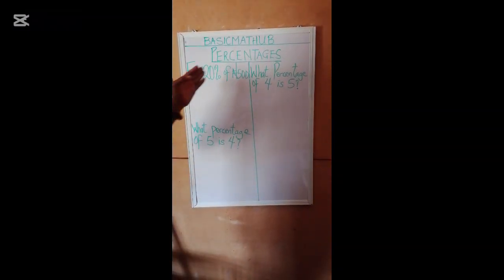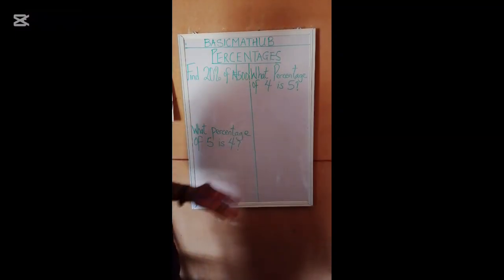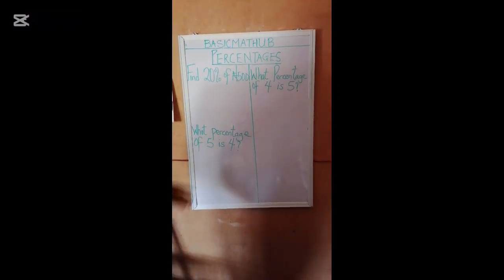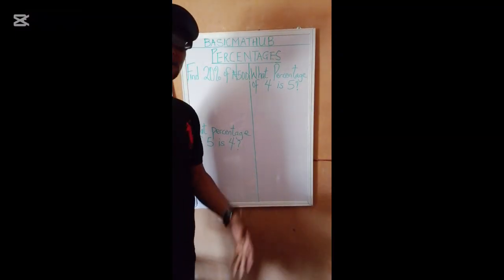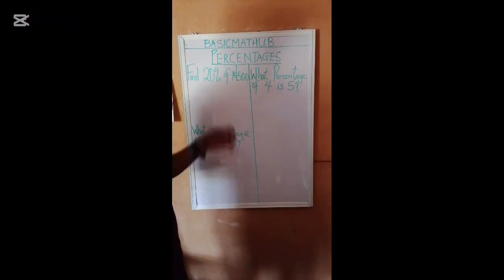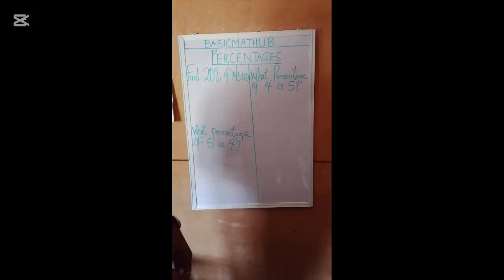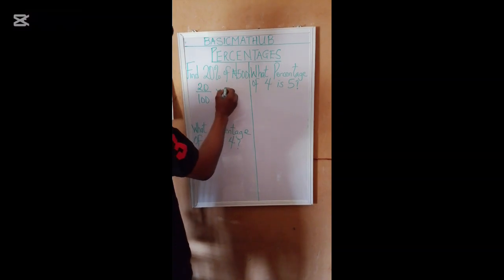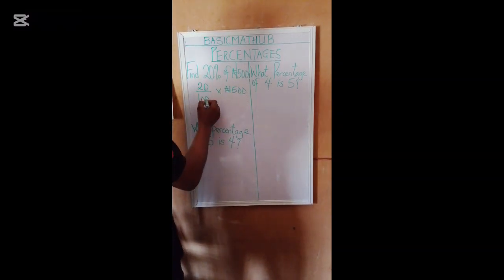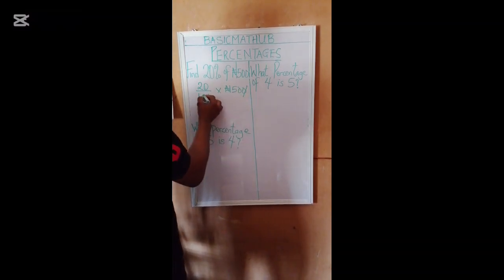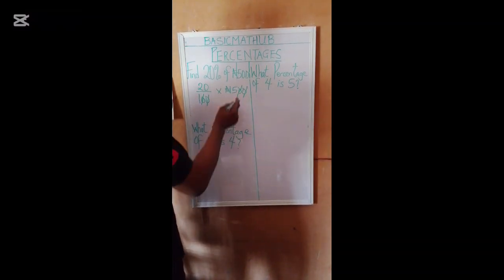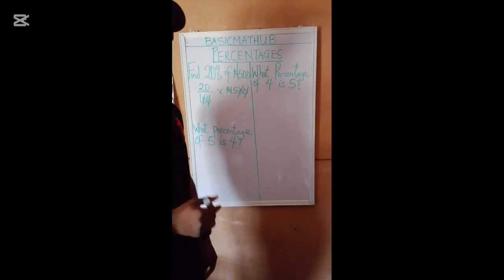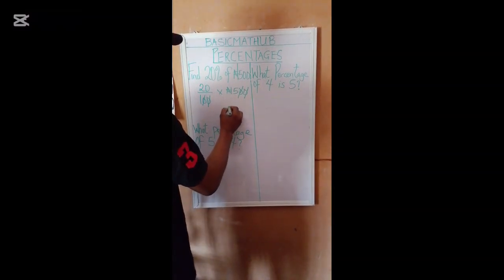So the first likely question you will see under percentages is to find the percentage of a particular value. The first question tells us that we should find 20% of 500 naira, and anytime you say percent, it means 100. So that means we're having 20 over 100 times 500 naira. So the zero deals with the zero, and we have 20 times 5. So 20 times 5 should give us 100 naira.